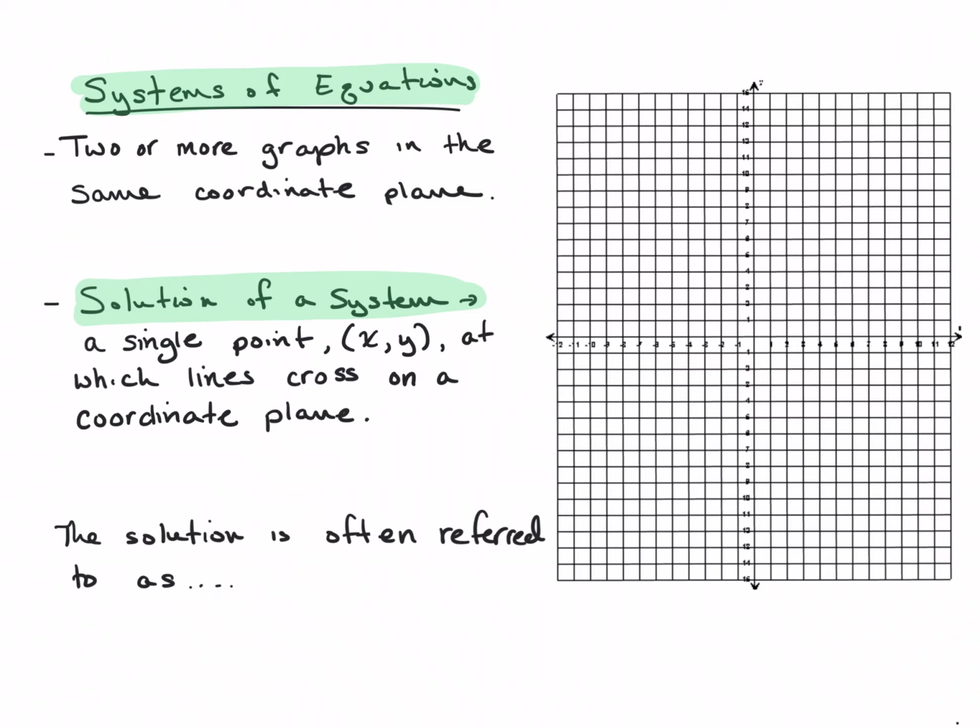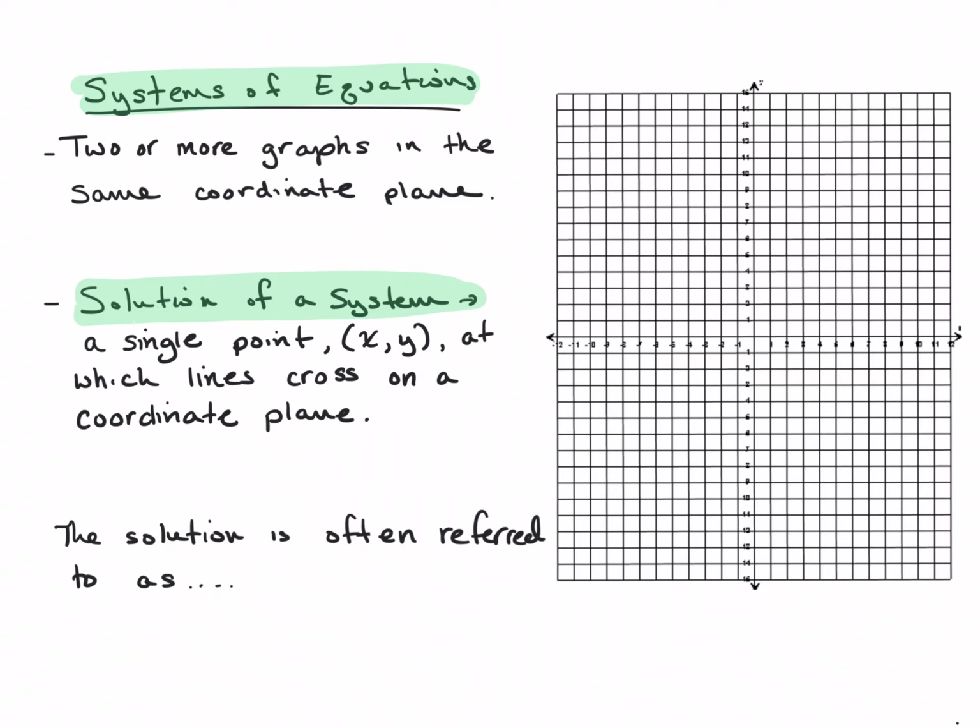What you need to know is that a system of equations is literally just two or more graphs in the same coordinate plane. Over to the right, I've got this coordinate plane, made of an x-axis and a y-axis. All of the points in here are made up of a pair called x and y. They're just called your points.